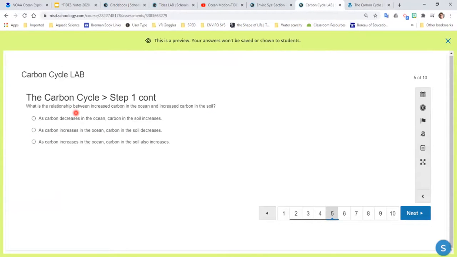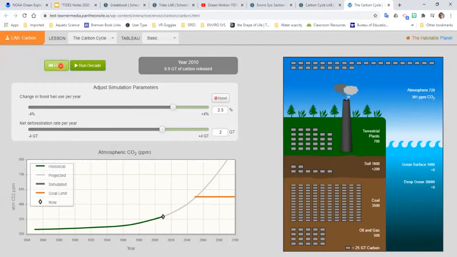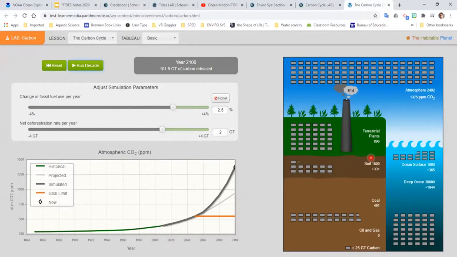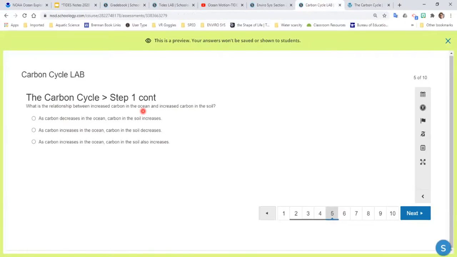All right, so what's the relationship between increased carbon in the ocean and increased carbon in the soil? As carbon decreases in the ocean, carbon in the soil increases. So let's look. We can reset. We've got this set to 2. We've got more deforestation. You can look here, less in the plants, more in the atmosphere and in the ocean. So as carbon in the ocean increases, carbon in the soil decreases.